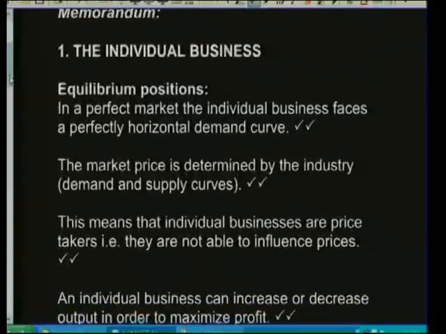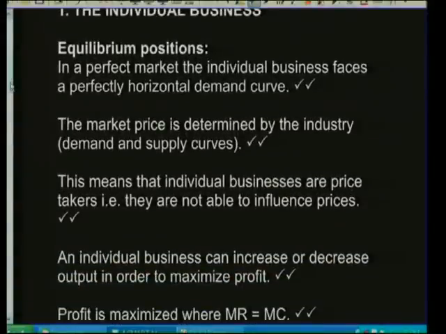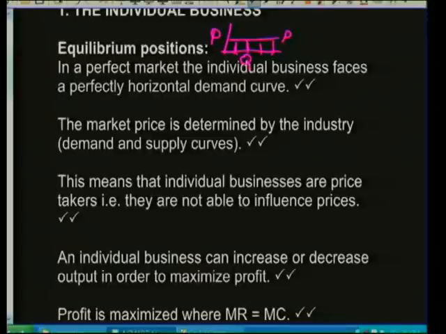The individual business. Equilibrium positions for the individual business. In a perfect market, the individual business faces a perfectly horizontal demand curve. As I showed you earlier on, the demand curve looks like this, and it's exactly the same as the price. So quantity at the bottom, price on the side. You do not have any influence on the price. So no matter what the quantity will be that you're going to sell, you can only sell it at that specific price. Market price is determined by the industry.